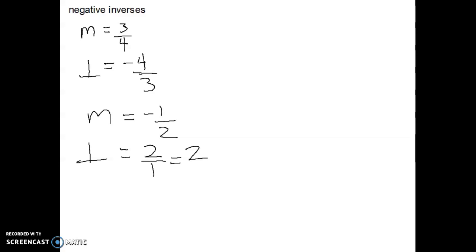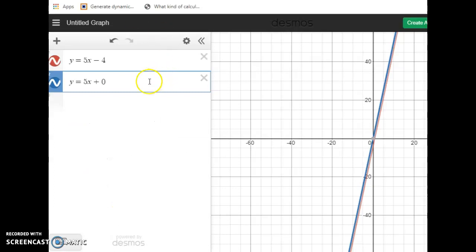Okay, let's say we have a line with a gradient of 5/4. Okay, negative inverse. Now that we have that established, find out if this is true.